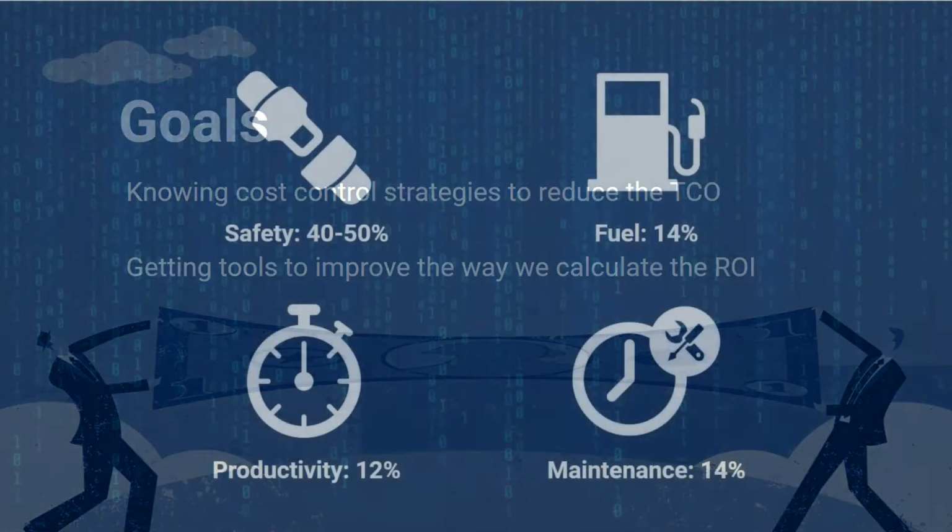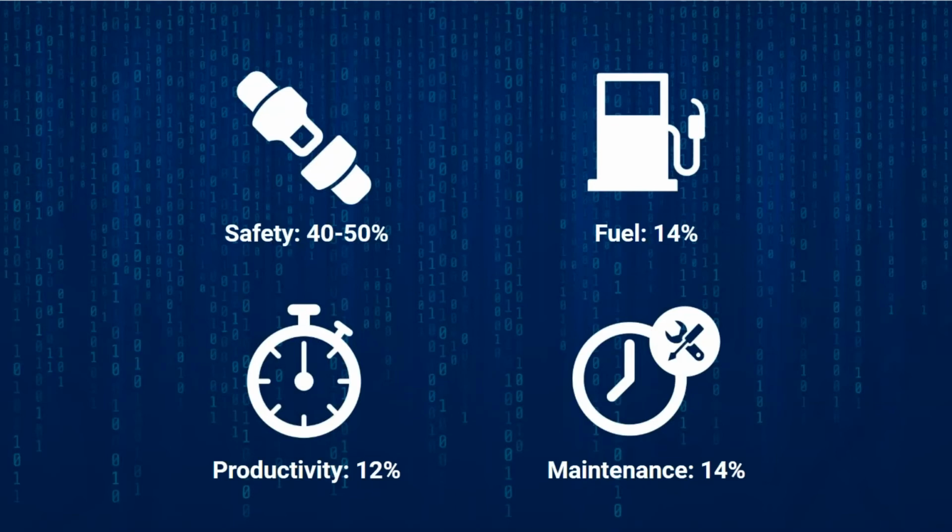So let's start by looking at the 4 main areas where we will see strategies for cost reduction and where the impacts can be made. And these are the big 4: safety, fuel, productivity, and maintenance. So in this presentation, we're going to devote special attention to safety. And for me, safety has always been up front and first on the agenda. This slide now sums up why.